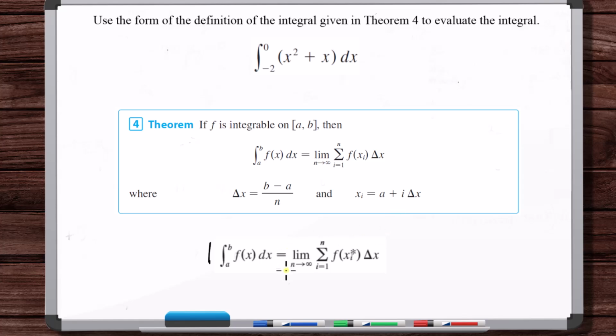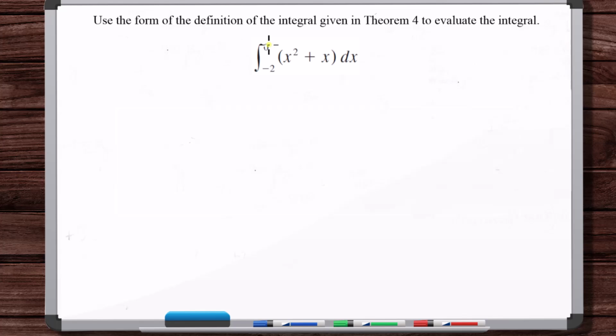Now, I like this definition because it reminds me of how it was developed. But for the sake of practice, if we're going to evaluate a definite integral raw, from scratch, using the limit definition, then you might as well use the right endpoint method because it doesn't matter which method you use. It's all going to be the same answer, and the right endpoint method is the easiest. And so that's what they're saying here. We're going to evaluate this definite integral from scratch using the right endpoint method.